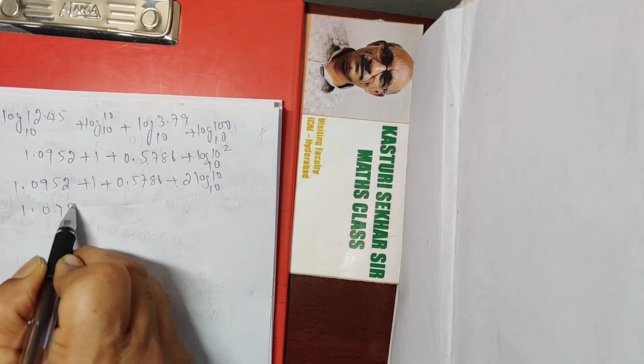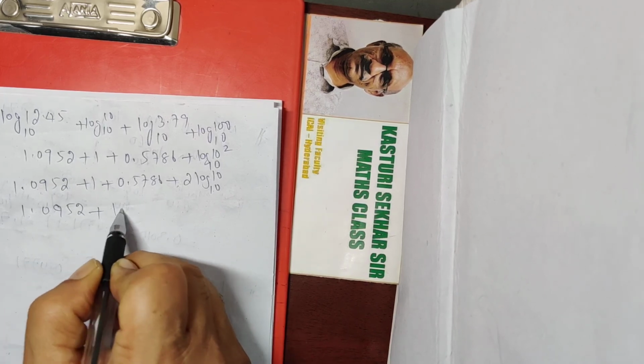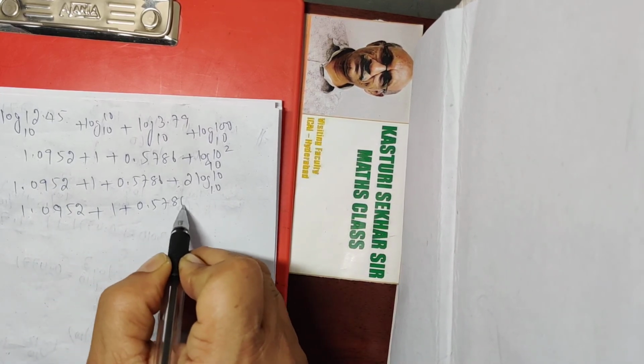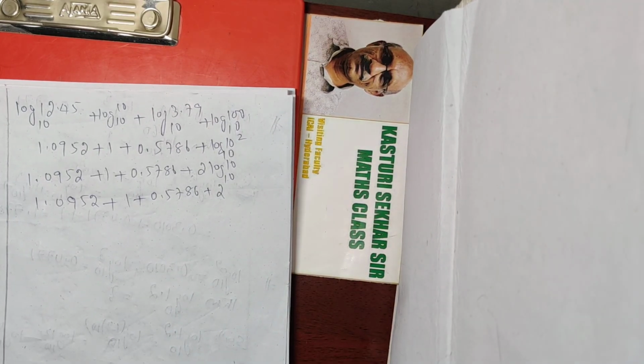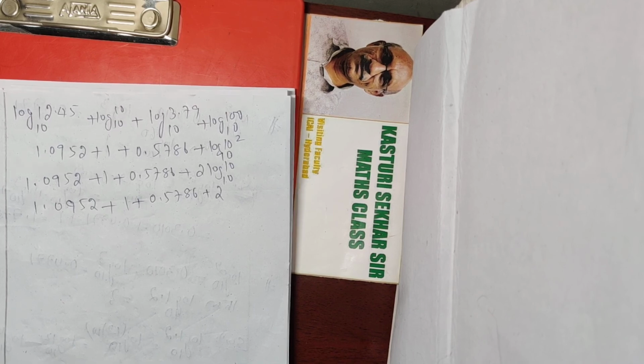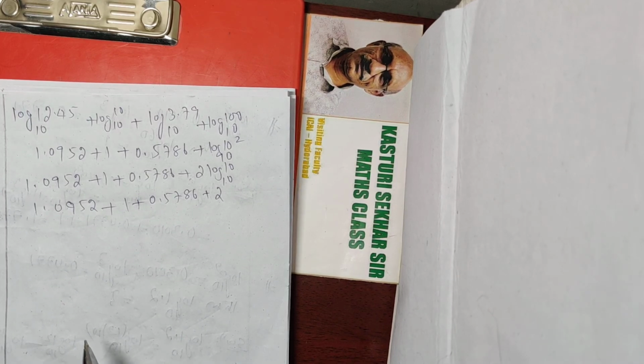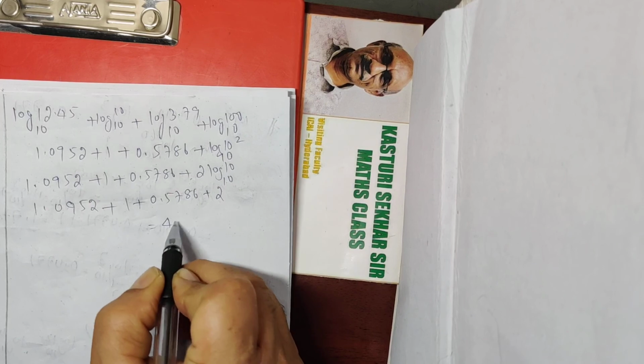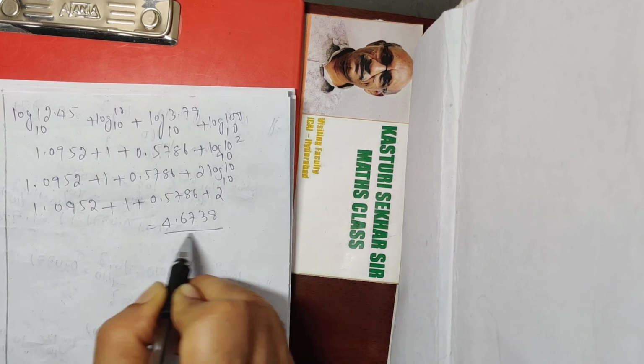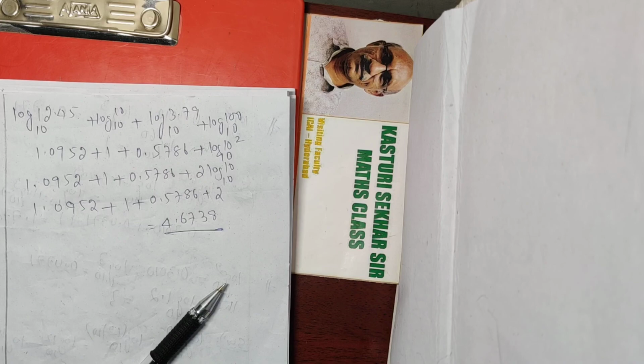So 1.0952 plus 1 plus 0.5786 plus 2, since log 10 to the base 10 is equal to 1. When I add these values, 1.0952 plus 1 plus 0.5786 plus 2, this is 4.6738. Okay, sir. This is the answer to the given question.